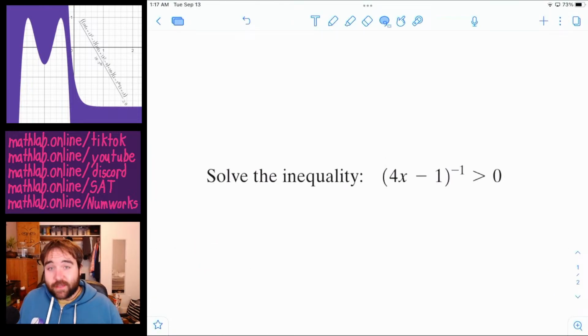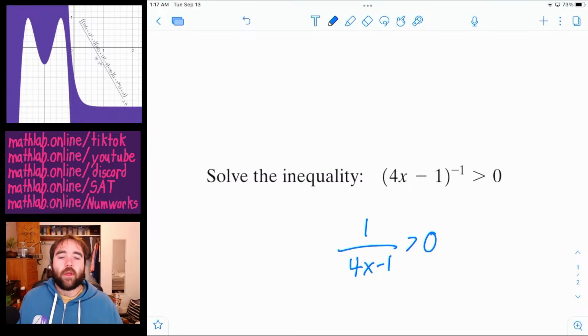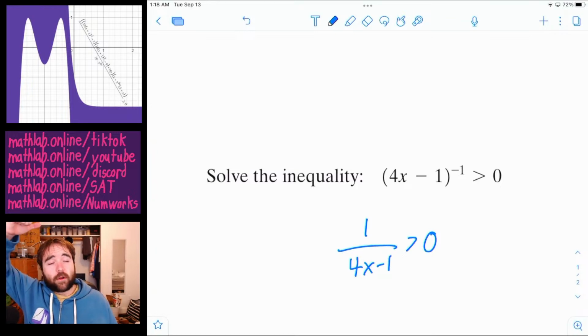So how do you solve this inequality? Well, first off, realize that the negative exponent means that we have a fraction. So what we really have here is 1 over 4x minus 1 is greater than 0. And then, now what? So we need a fraction to be greater than 0. We need a fraction to be positive. And look how the top of that fraction is positive. So think if you need a fraction to be positive, and we know the one part of the fraction is positive, doesn't the other part of the fraction also have to be positive?